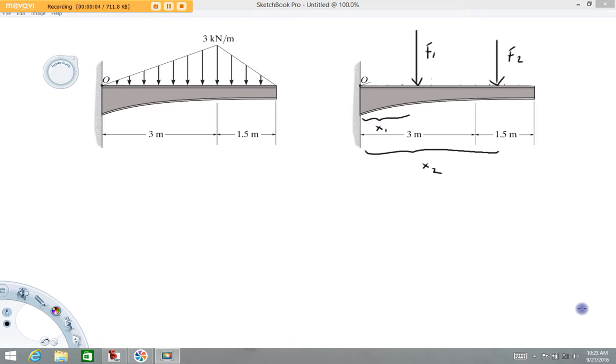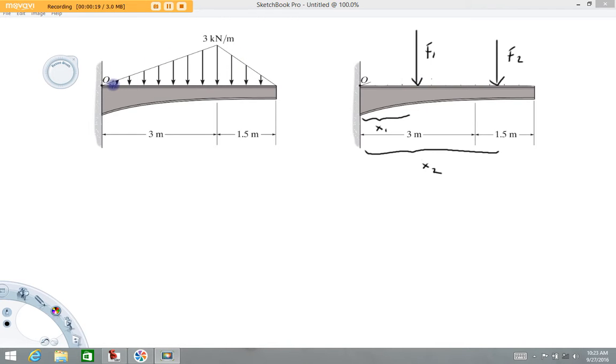The purpose of this video is to demonstrate how to take what's called a distributed load and replace it with an equivalent single force vector. So first of all, let's take a look at what we're looking at over here.